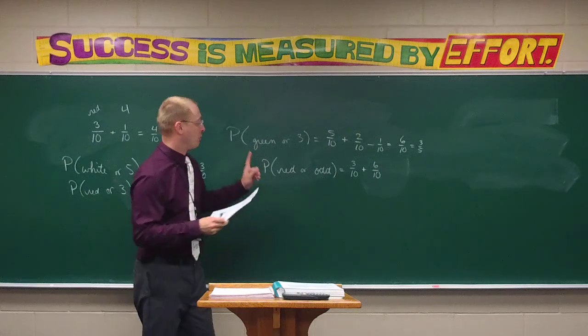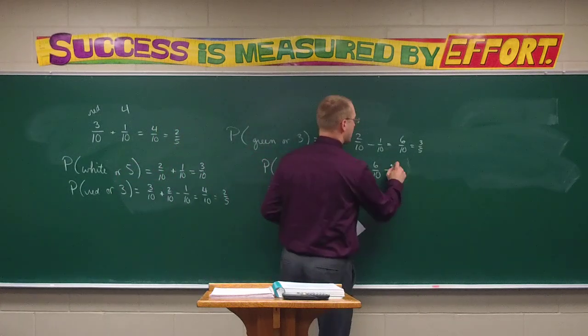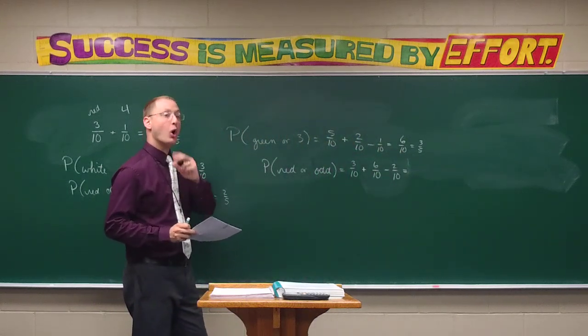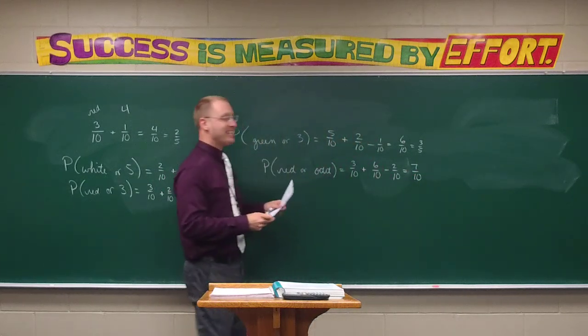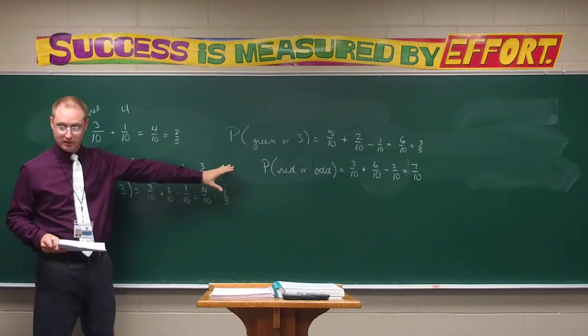How many balls are red and odd? 2. The red 1 and the red 3. So we're going to subtract the 2 out of 10. And what's our probability of either getting a red ball or an odd numbered ball? 7 out of 10. Okay, any questions on that?